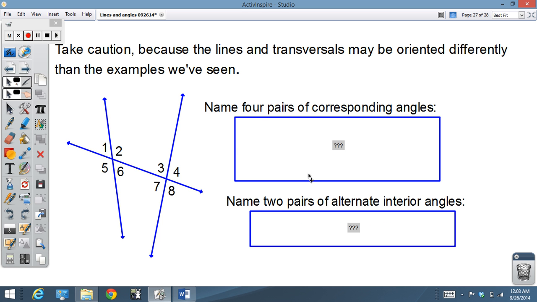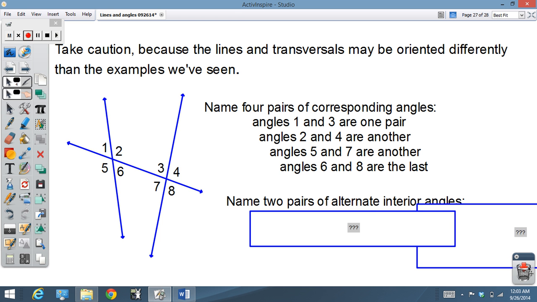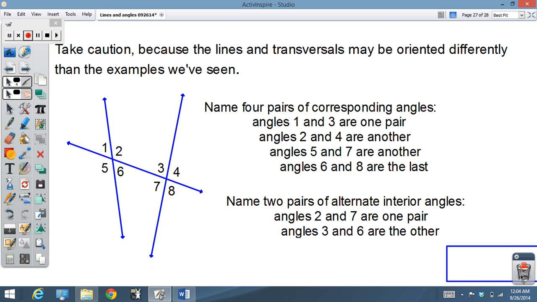Which pairs are corresponding angles and which are alternate interior? Pause. And here we go. Corresponding, 1 and 3, both on the top left. 2 and 4, top right. 5 and 7, bottom left. 6 and 8, bottom right. And the alternate interior angle pairs, 2 and 7, 3 and 6.